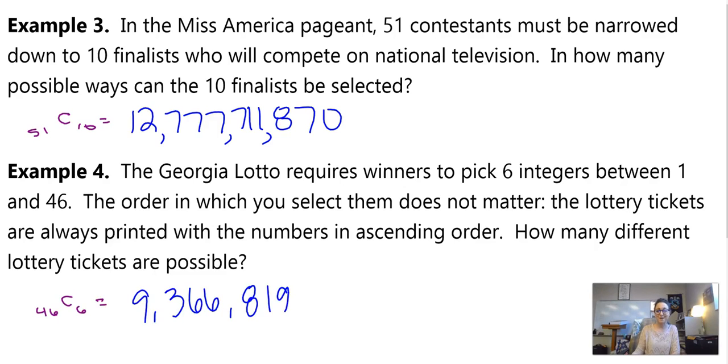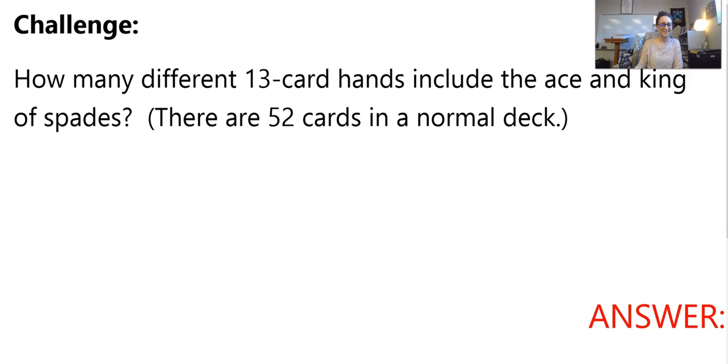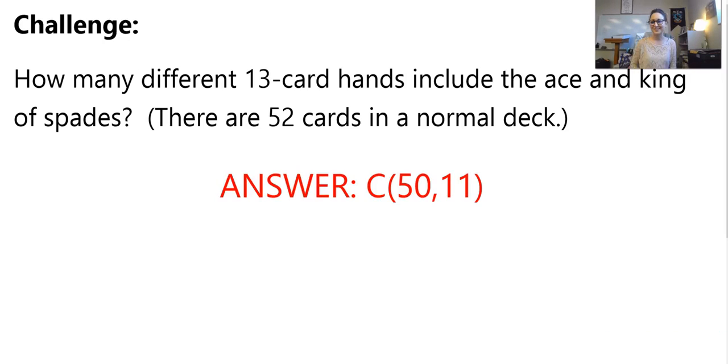So since order does not matter here, we'd have 46 choose 6, a combination as opposed to a permutation, and you'd get 9,366,819 different ways. All right, I'll force pause on the screen and try this challenge question. Read it and hit continue when you think you've got it. It's a pretty tricky one.